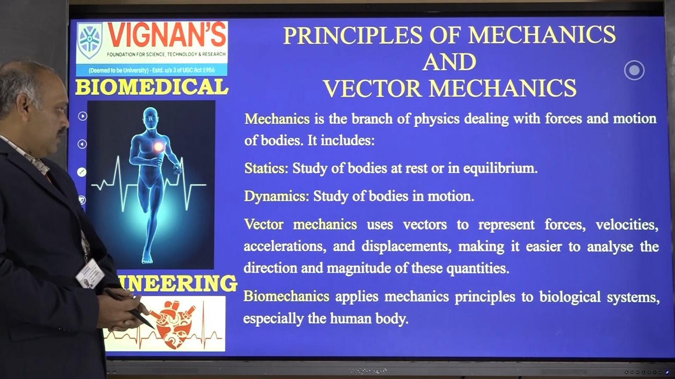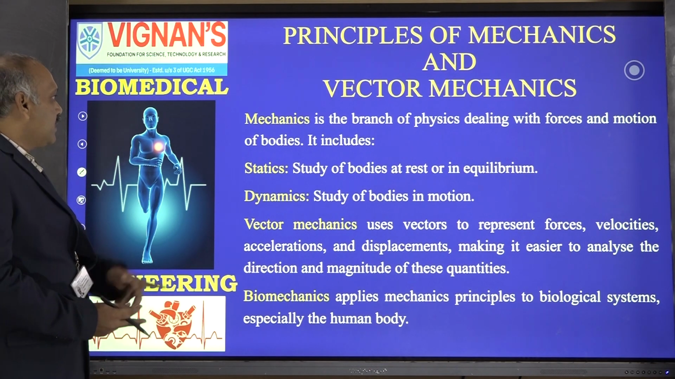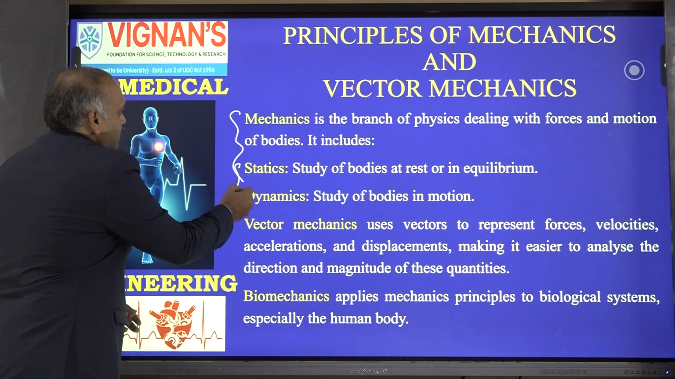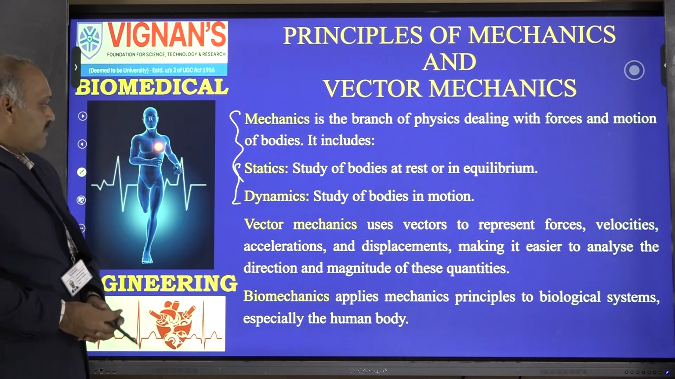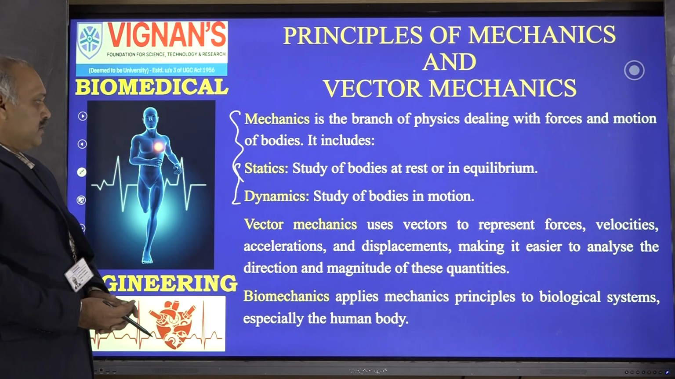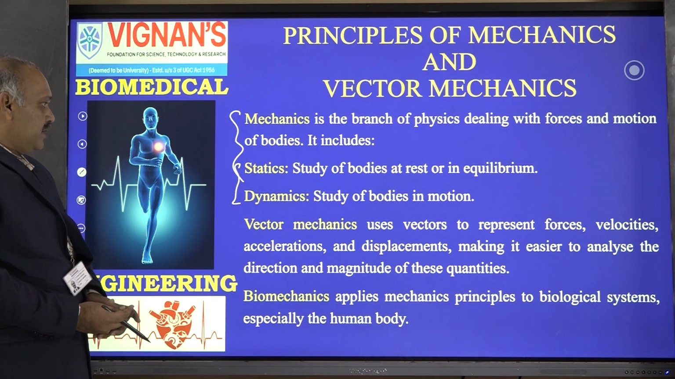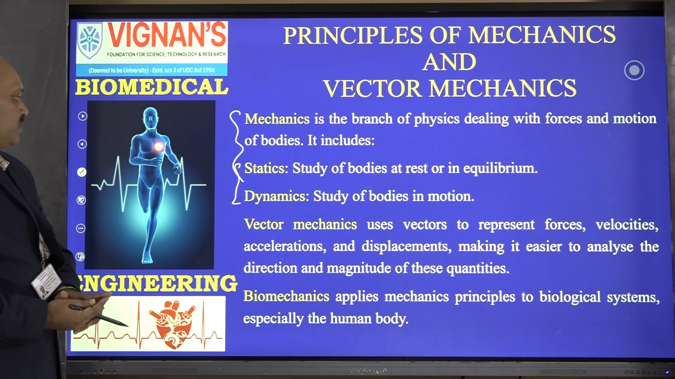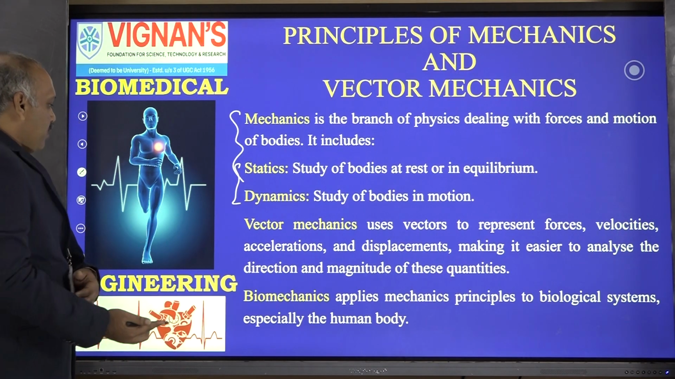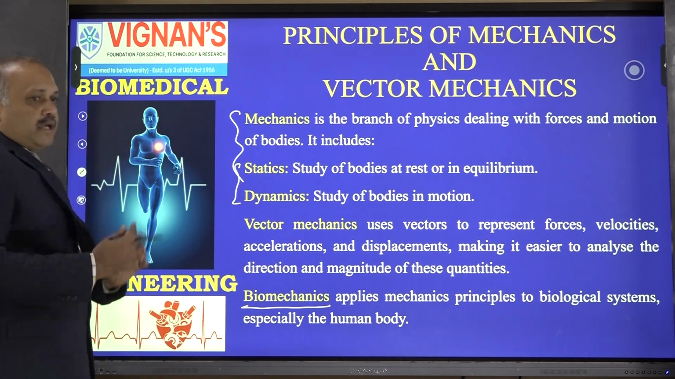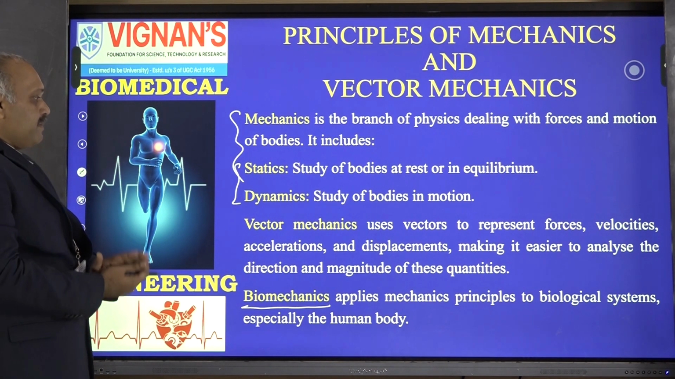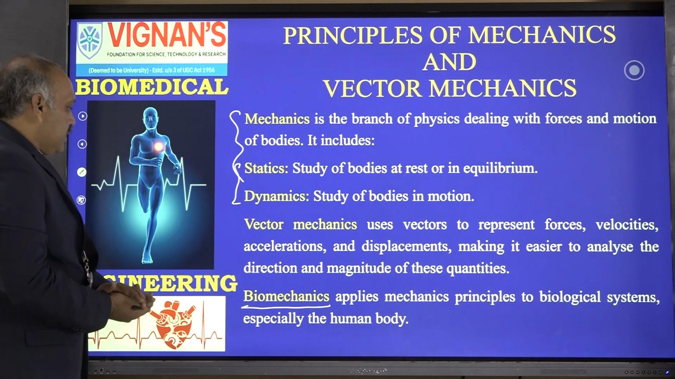The second one is vector mechanics. Statics and dynamics are the subparts of mechanics. Vector mechanics is where we use vectors as a mathematical tool to represent forces, velocities, accelerations and displacement. These vectors make it easier to analyze the directions and the magnitudes of these quantities. After combining this, we get the term biomechanics. We merge mechanics plus biological aspects, applying mechanical principles to biological aspects, especially in the human body.